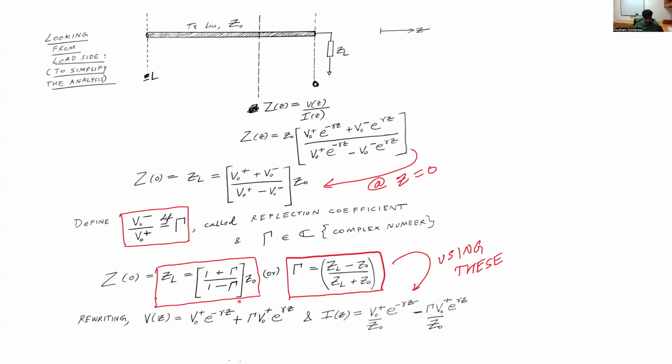This is the forward traveling wave because you can see there's a minus gamma z. So this wave travels along the plus z direction. And the incident wave is now reflected by a factor gamma, and therefore this is the reflected wave, which is gamma times the incident wave. And similarly, you have the incident current wave, which is just the incident voltage wave over Z naught, and the reflected current wave is going to be minus the incident voltage wave times gamma over Z naught.